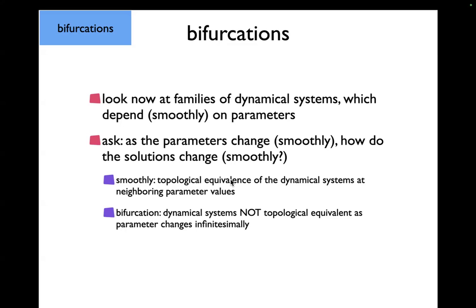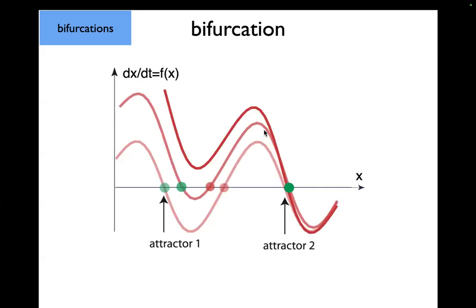Bifurcation will occur when that is no longer the case. That is, as you change the parameter just a little bit, there could be a jump, so that the solutions are no longer topologically equivalent. To map them onto the solutions at the neighboring parameter value, you would have to cut the rubber band and glue it back together in some other way. So let's make this concrete.